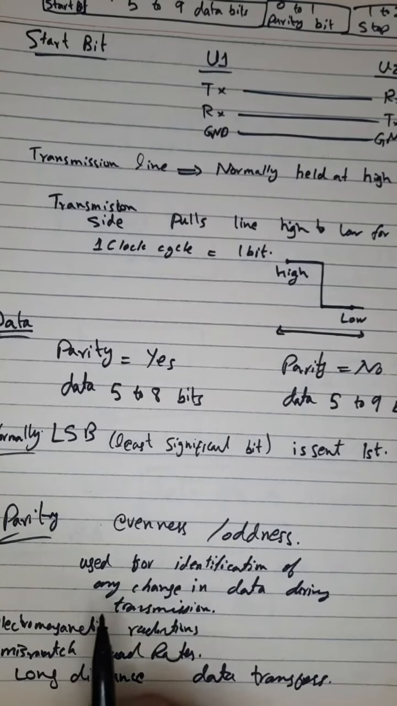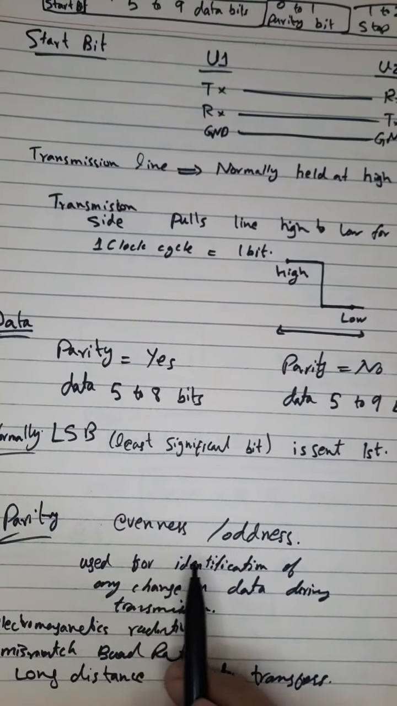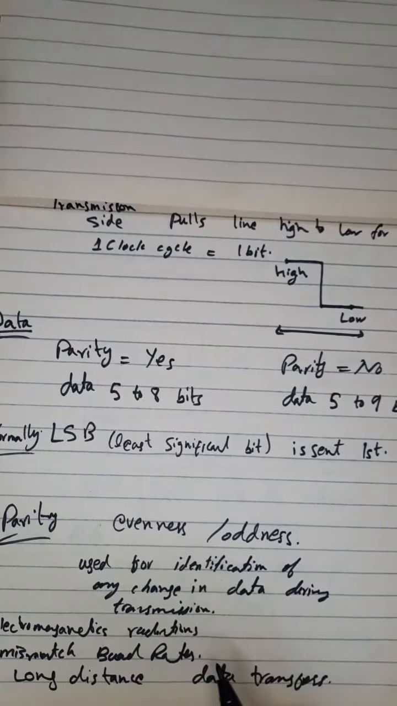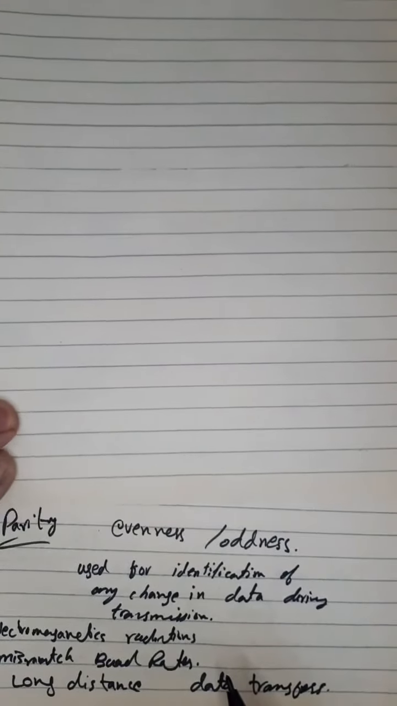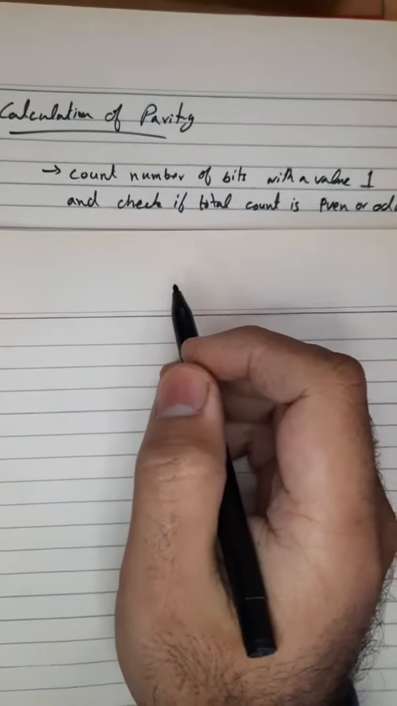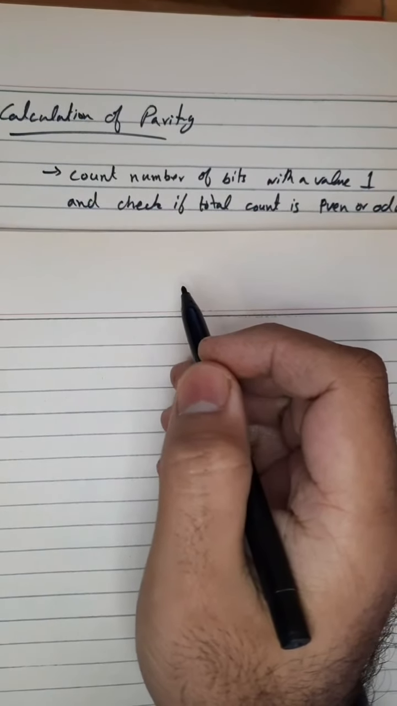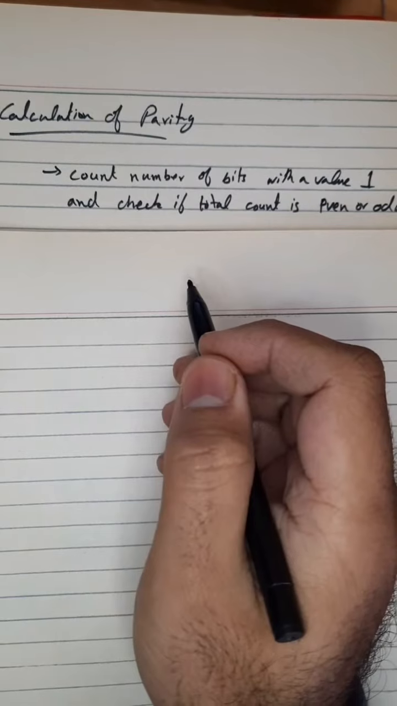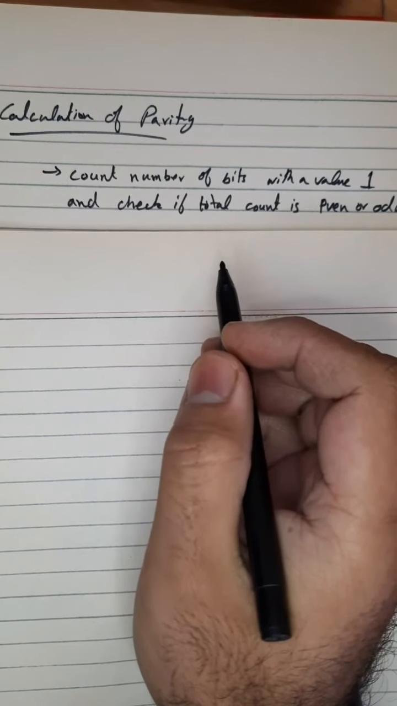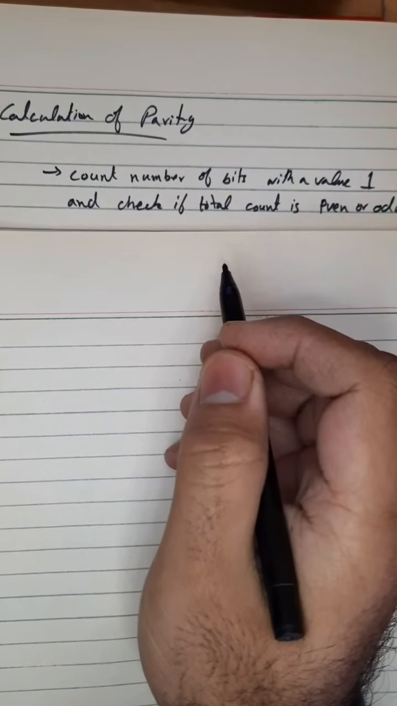Parity is a bit which describes the evenness or the oddness of a number. The parity bit is a way for the receiving UART to tell if any data has changed during the transmission. Bits can be changed by electronic radiation, mismatch of baud rate, or long distance communications. When the receiving side reads the data frame, it counts the number of bits with a value of 1 and checks if the total number of ones is either even or odd.